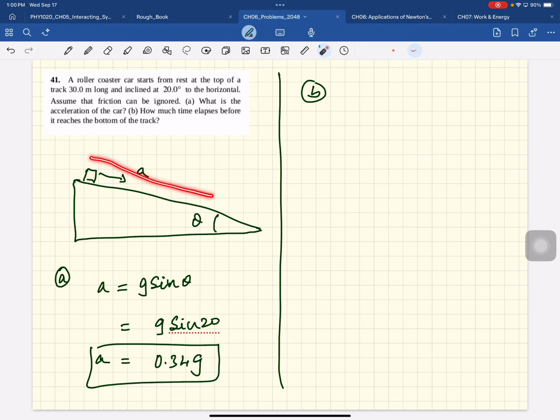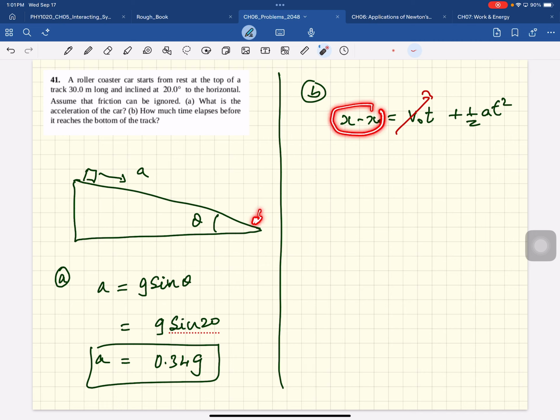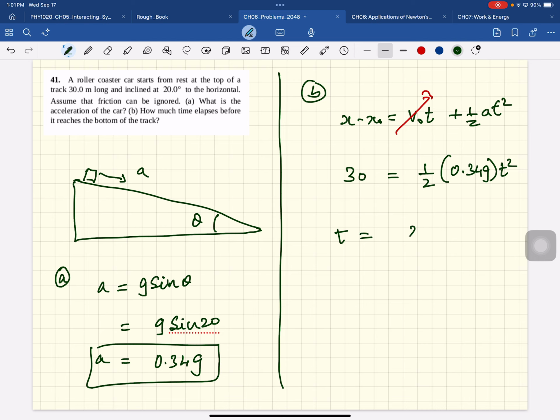Our x-axis will be drawn in that direction, and x minus x naught equals v naught t plus 1/2 a t squared. Here's an expression that involves t, and you can solve for it. Initial velocity was 0, so that term is 0. This position minus that is 30 meters. So 30 equals 1/2 times A, which is 0.34 g, times t squared. So t is the square root of 2 times 30 over 0.34 g.